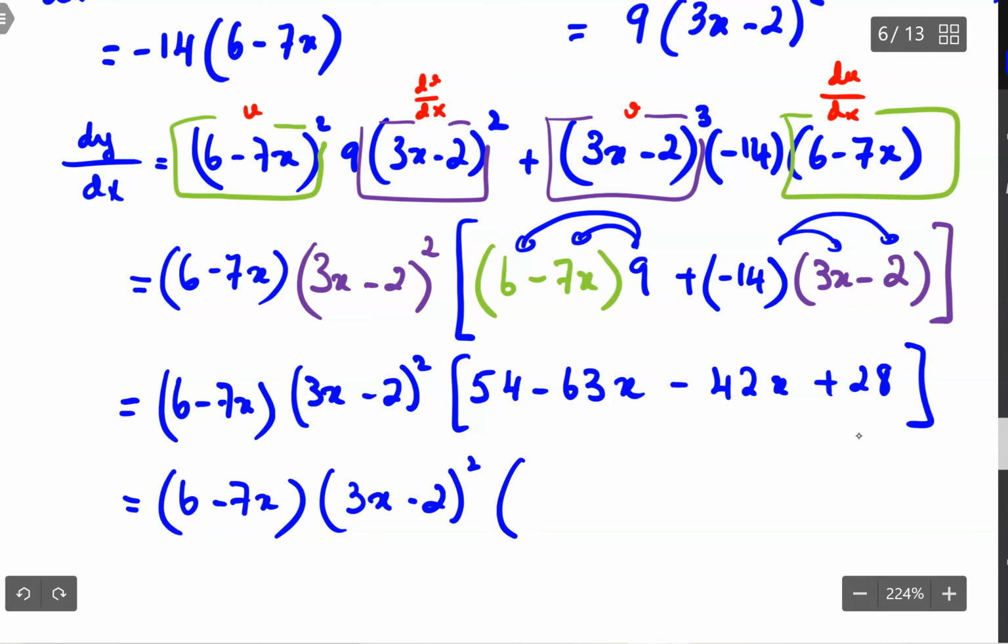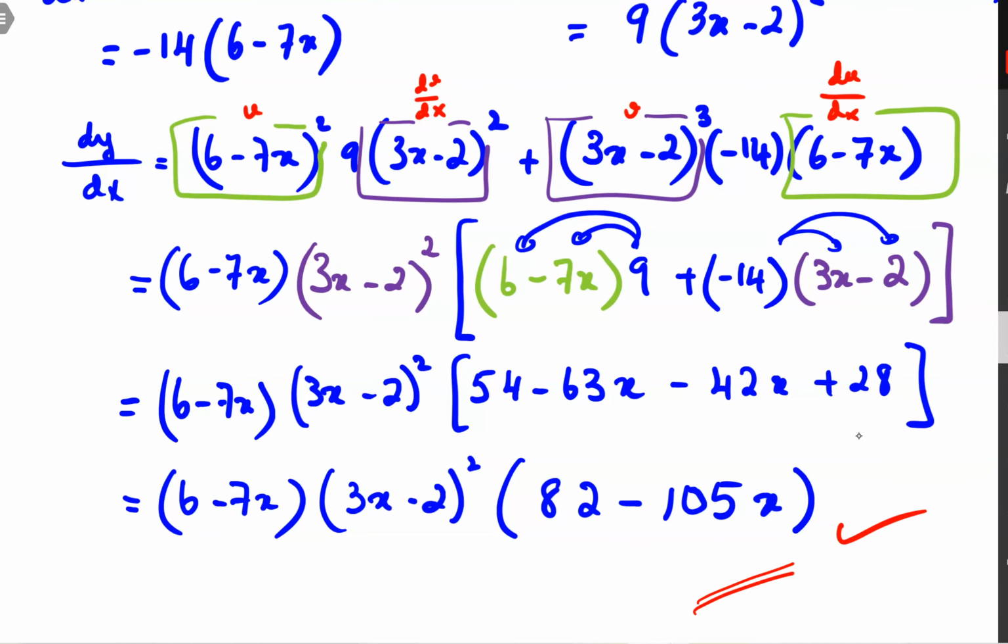I should have this left inside the bracket. I should have 82, okay, and subtracted 105x, and that the whole thing is simplified. All right, okay, so double check one more time. 6 minus 7x, 3x minus 2, all of it square, and 82 minus 105.